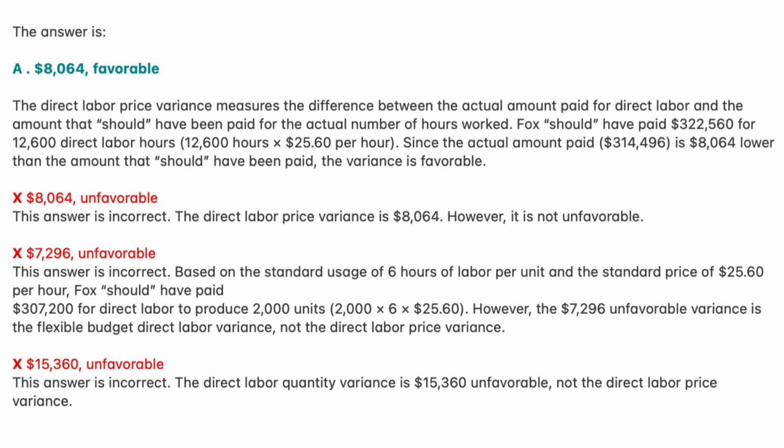A. $8,064, favorable. The direct labor price variance measures the difference between the actual amount paid for direct labor and the amount that should have been paid for the actual number of hours worked. Fox should have paid $322,560 for 12,600 direct labor hours, 12,600 hours times $25.60 per hour. Since the actual amount paid, $314,496, is $8,064 lower than the amount that should have been paid, the variance is favorable.